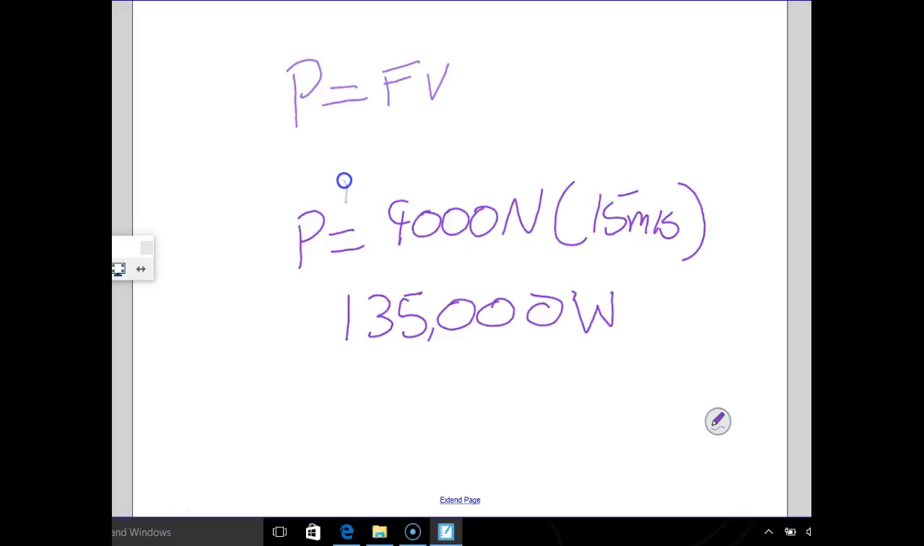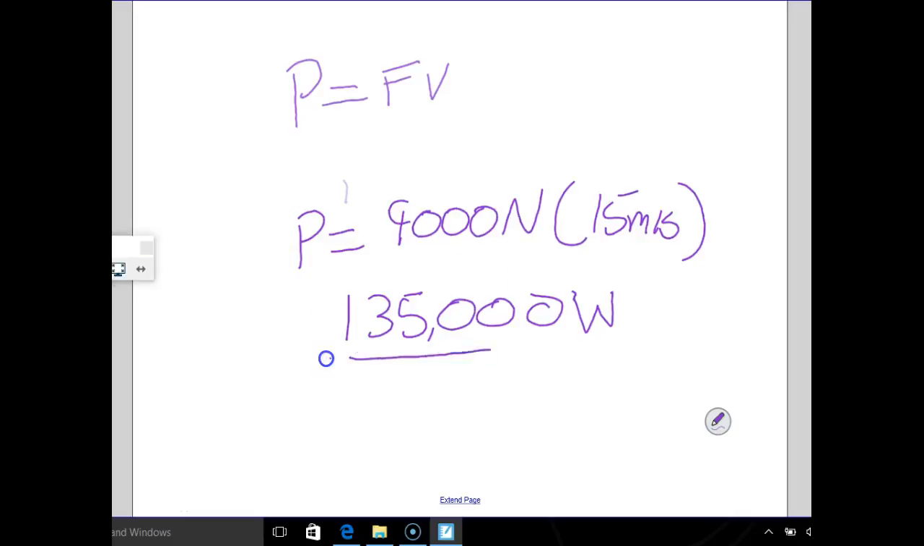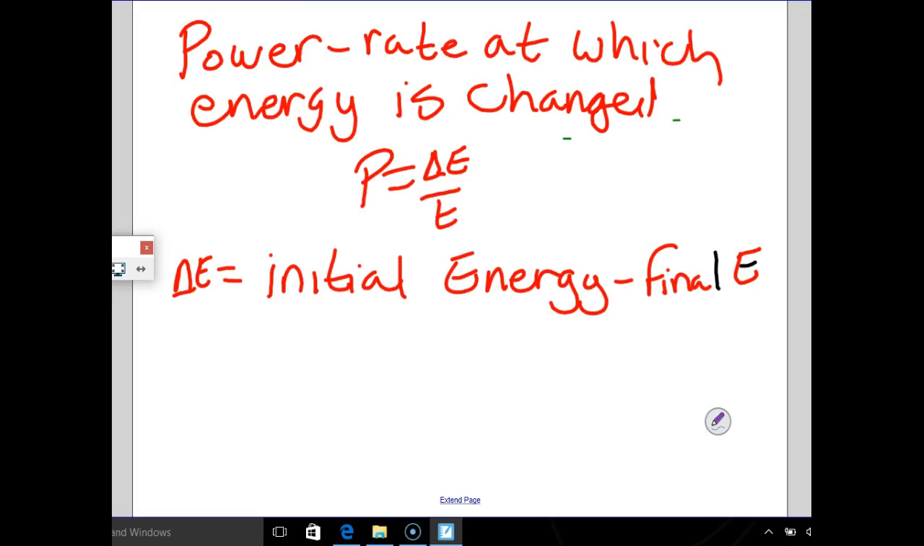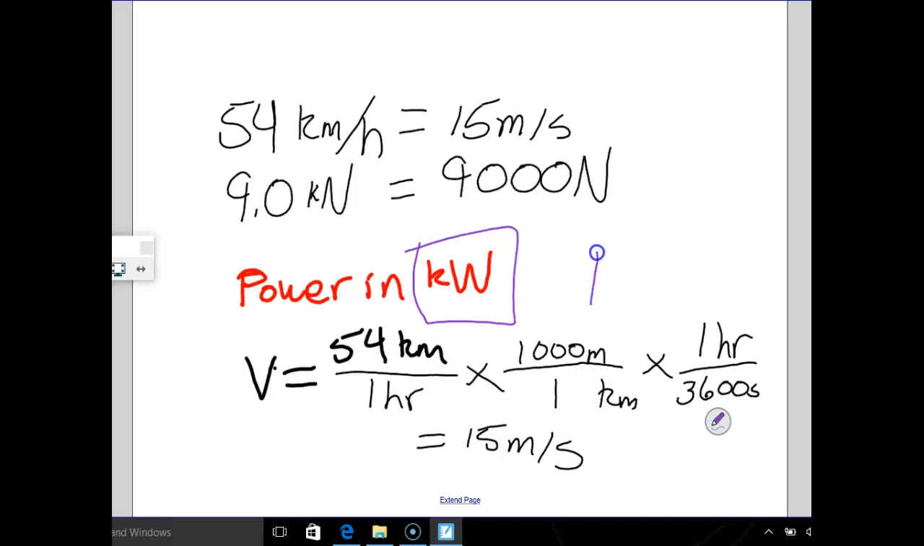But if you remember from the problem, it wants it in kilowatts. So you get to kilowatts by dividing by 1,000. You divide by 1,000 because kilo means 1,000. That's 3 zeros off. And your final answer is 135 kilowatts.